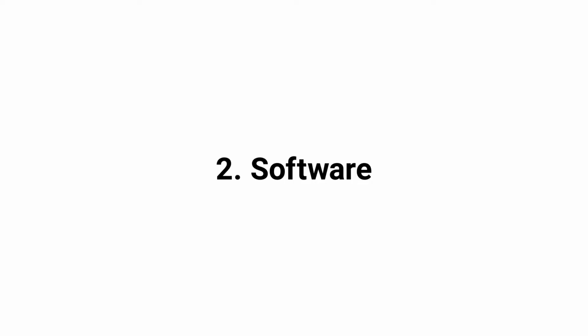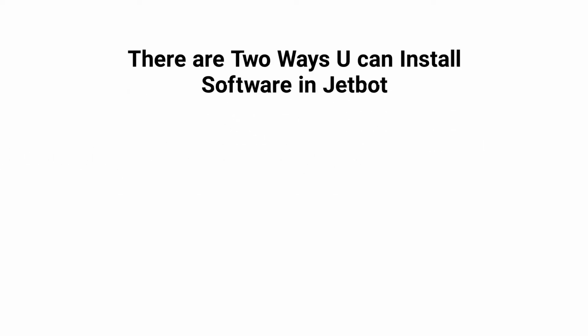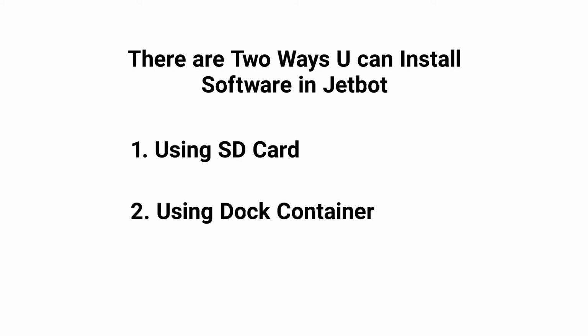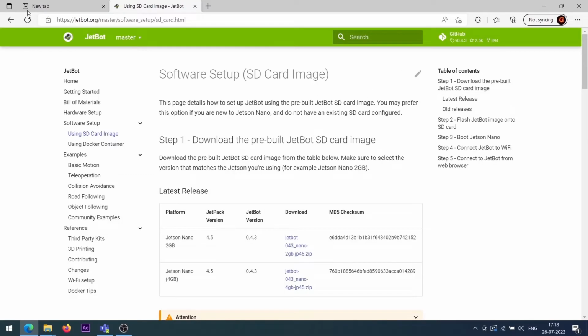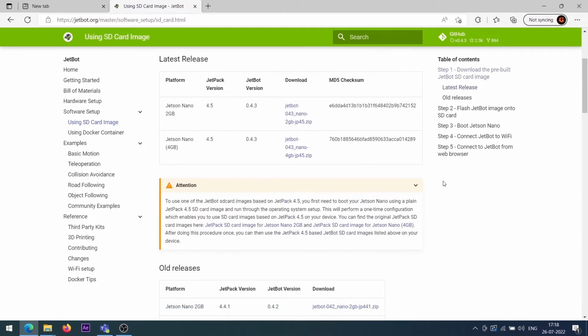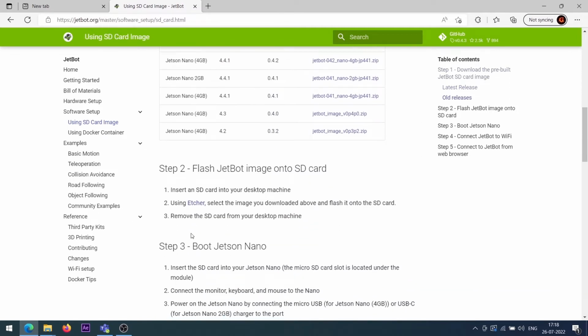Now let's flash the software. There are 2 ways you can install software on the JetBot hardware. First with an SD card. Second with a Docker container. Let's first start with the SD card. Step 1, download JetBot images to the SD card. Step 2, flash JetBot images to the SD card.